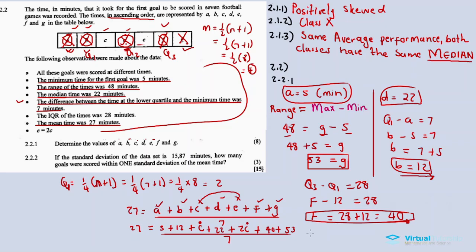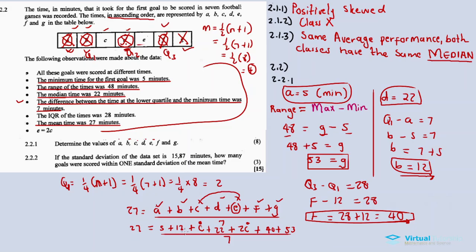So the idea in this equation is to have this equation so that I can calculate either C or E. But it seems like we can only calculate C, since this equation is a formula with C as our variable. So we replace our E with this expression, 2C, and then F is 40, and then G is 53.